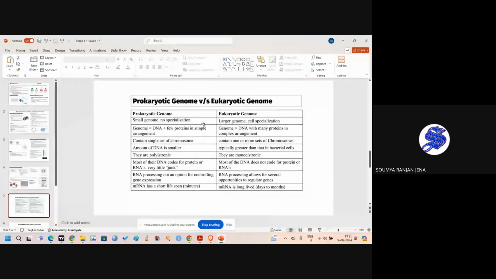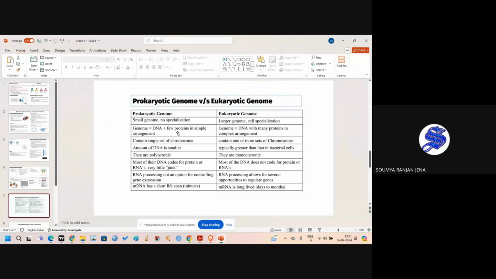Then we have described the difference between prokaryotic genome versus eukaryotic genome. The prokaryotic genome is a small genome with no specialization, because they have no specialized cells, so there is no specialization of the genome. But the eukaryotic genome is larger with cell specific specialization, because blood cells have to form only blood cells, not muscle cells or liver cells. So this is very specialized.